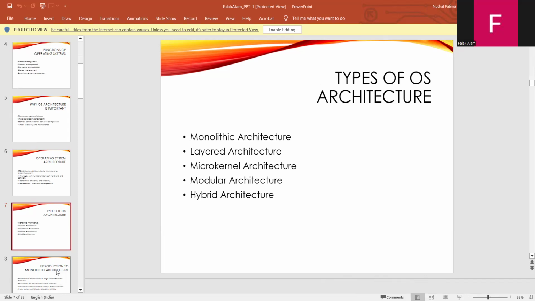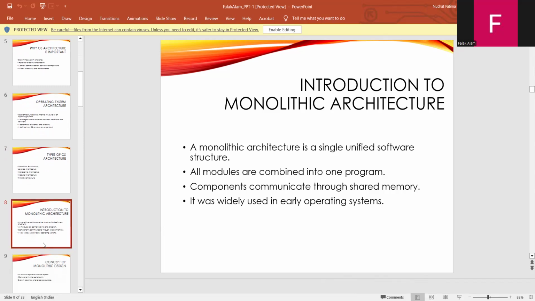Now moving with the monolithic architecture. As I already told you in the previous slide, in monolithic architecture, all the operating services are combined into a large program. A monolithic architecture is one of the earliest operating system designs. In this architecture, all operating system components are integrated into a single large program.